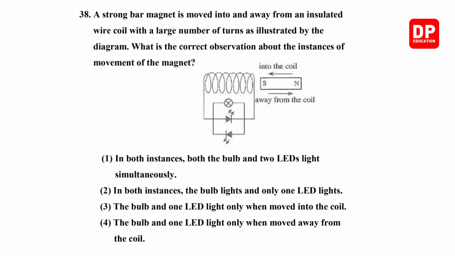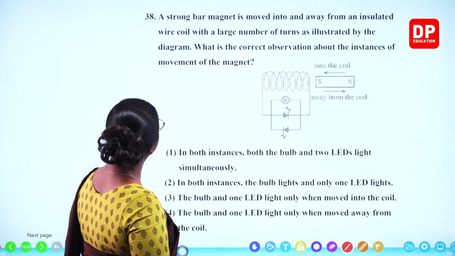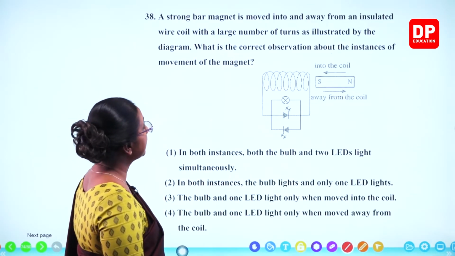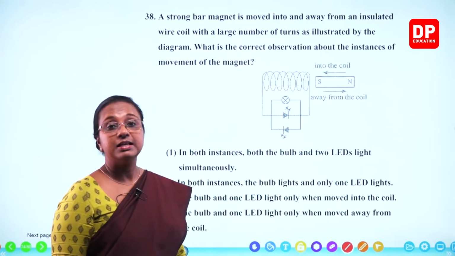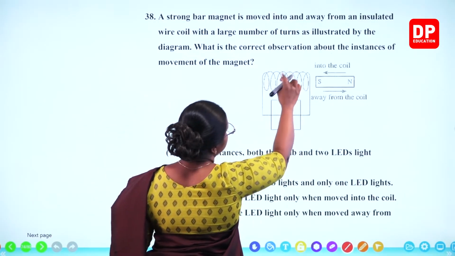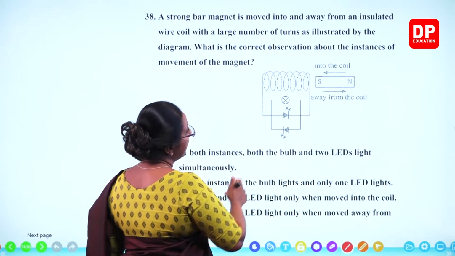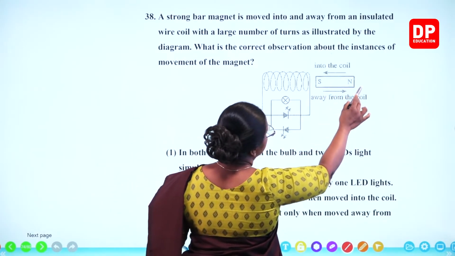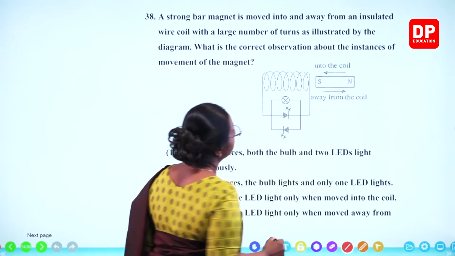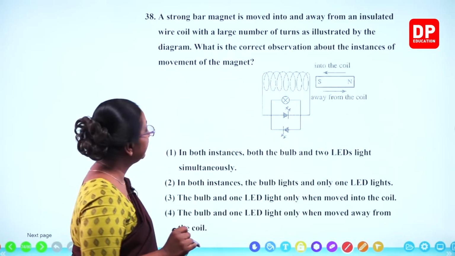38. A strong bar magnet is moved into and away from an insulated wire coil with a large number of turns as illustrated by the diagram. So if you look at the diagram, here you can see an insulated wire coil, and then you can see the magnet there, south and north, into the coil and away from the coil. That's how they are moving the magnet.